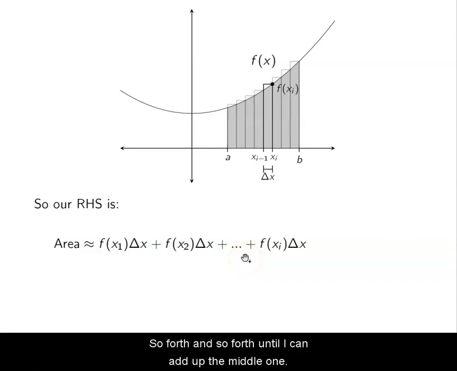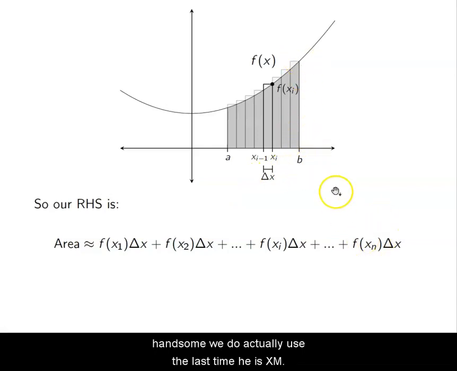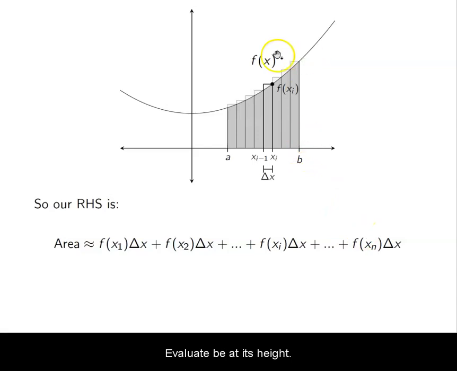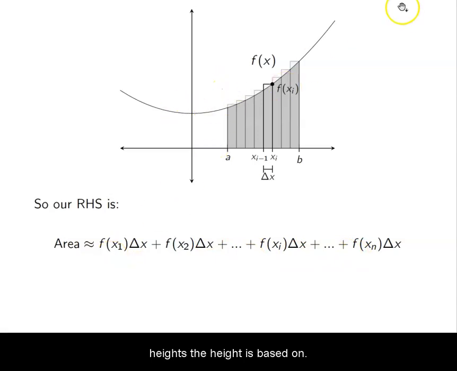plus so forth and so forth until I can add up the middle one, right? Because this is just a generic form, that's why we keep the ith term in there, all the way until the last one, right? So the first one looks like this, the second one looks like this, the generic term looks like this, all the way until the last one. And in the right-hand sum, we do actually use the last term. B is xn, right? So I evaluate B at its height, multiply it times its width. That's our approximation for the area, right? I broke it up into equal-sized rectangles with differing heights. The height is based on the curve, and then I add all those together.